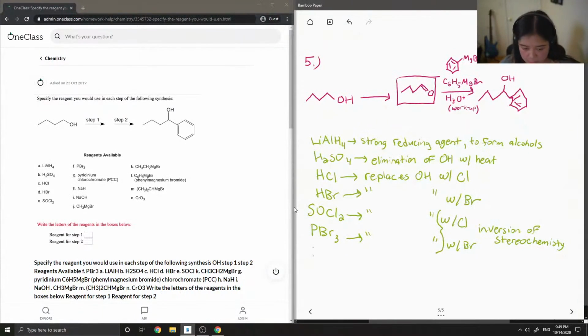And finally, we have something called pyridinium chlorochromate, also known as PCC. So this is actually what we're looking for here. PCC is what will oxidize our alcohol group to the carbonyl. So that's done, but I'll still go over the rest just to finish it off. This is a base that will deprotonate the alcohol group, and it's used to form ethers.